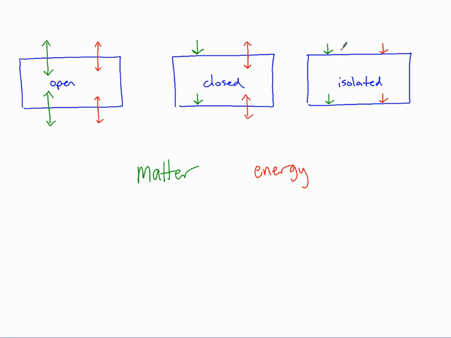The third type was the isolated system, and you see there's no matter getting in, there's no matter getting out. Same thing with the energy. There's no energy getting in, and there's no energy getting out.